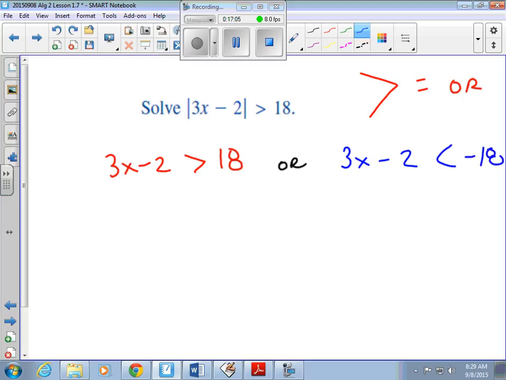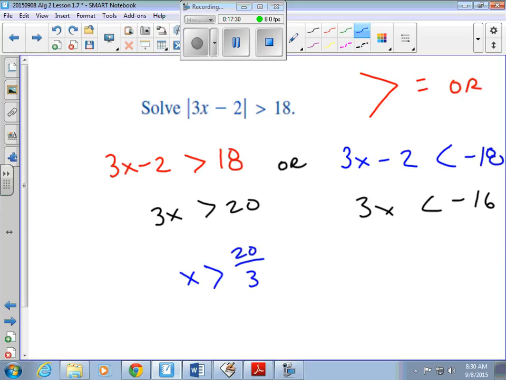So then just solve the two inequalities. Undo minus 2 on both sides leaves you with 3x is greater than 20. Undo minus 2 on both sides, 3x is less than negative 16. Undo 3 times something by dividing by 3 on both sides. x is greater than 20 over 3, there's no number that goes into both of those. We divide by positive numbers, so we'll leave it as greater than 20 over 3. Divide both of these by 3. x is less than negative 16 divided by 3.